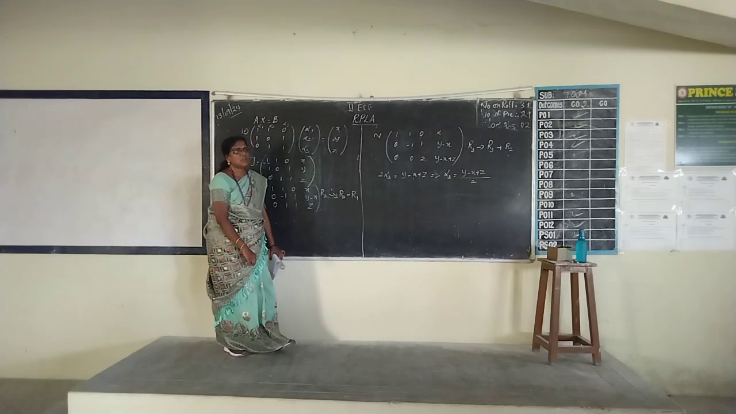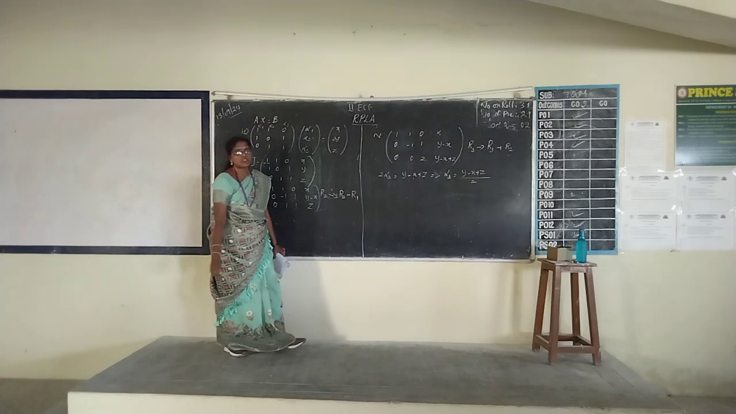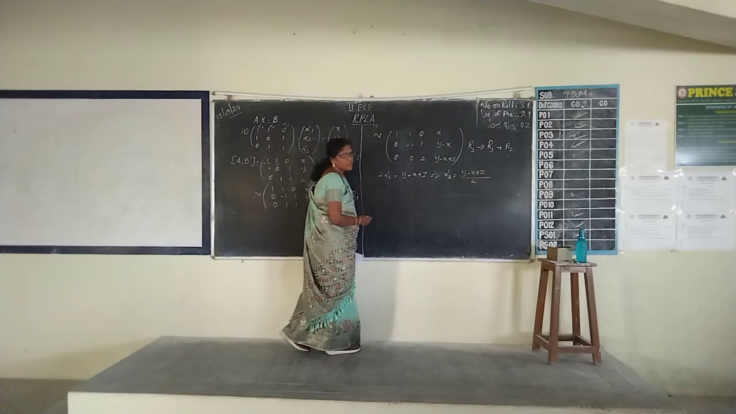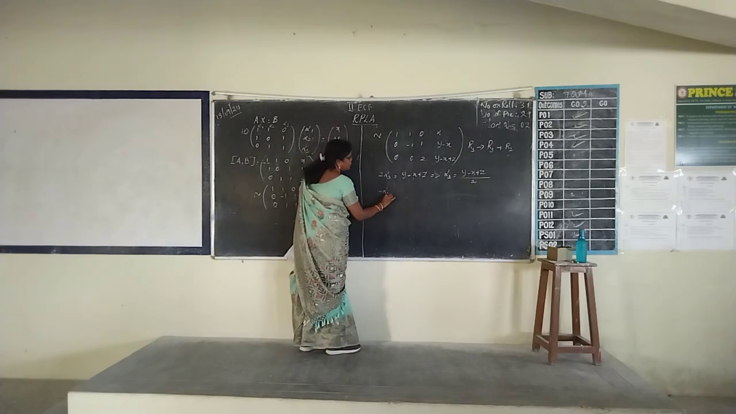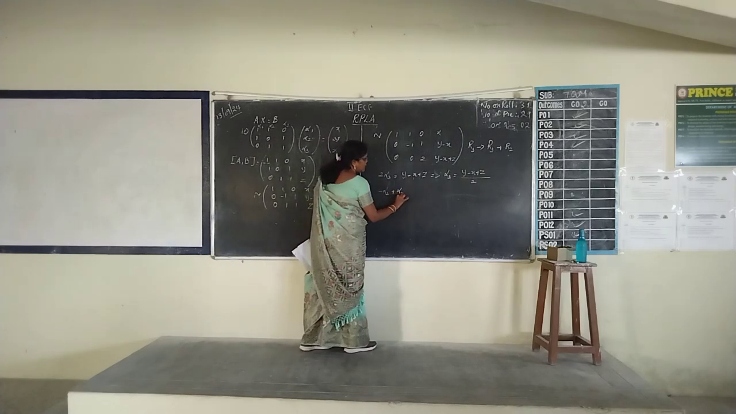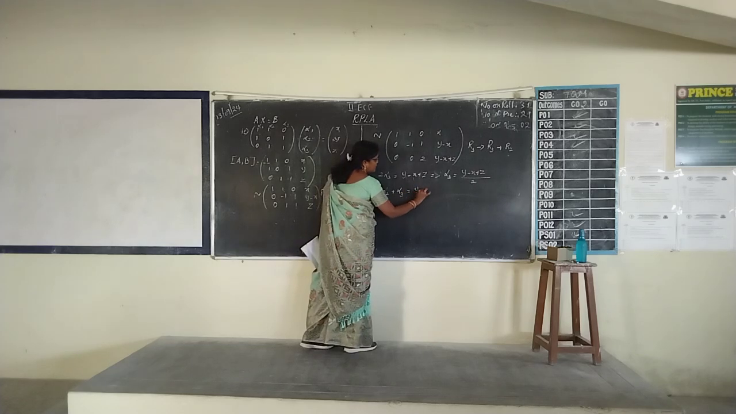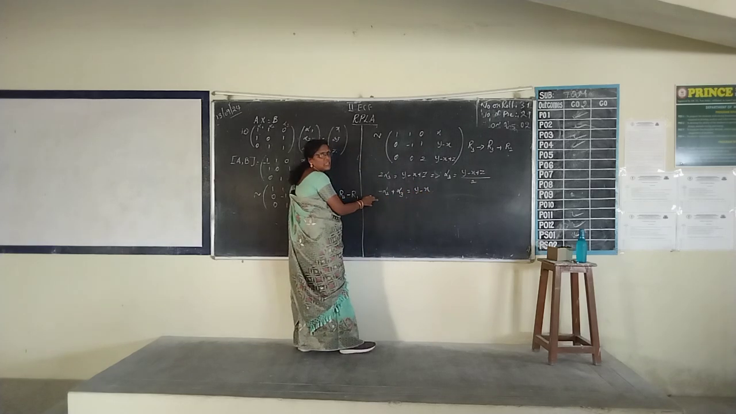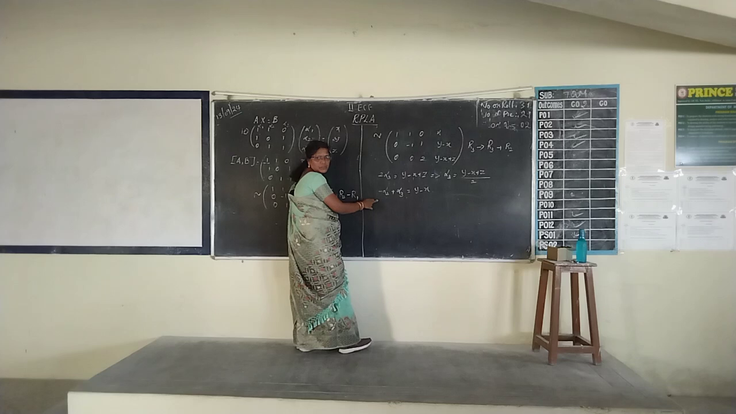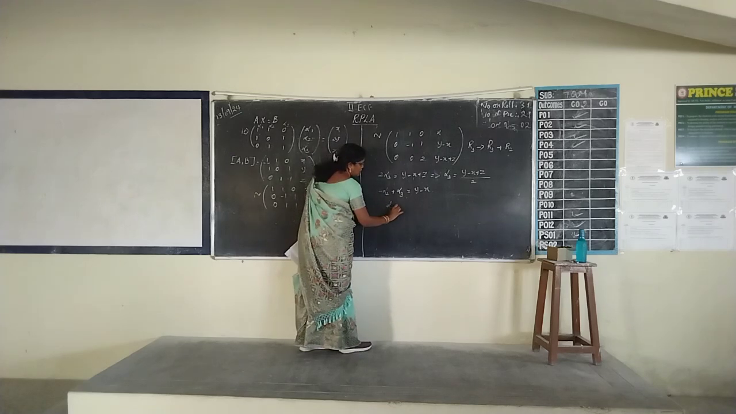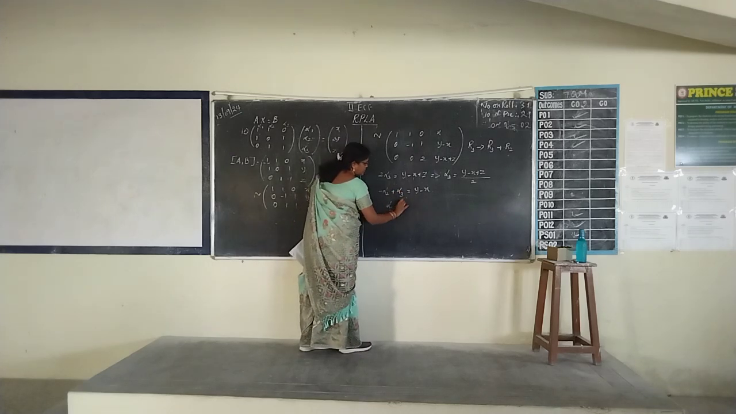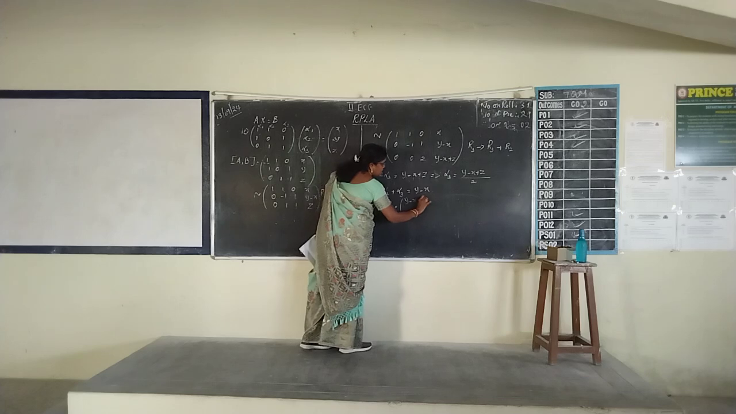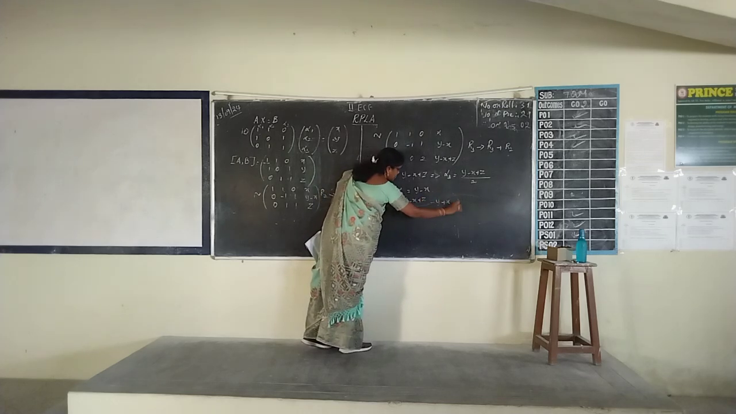Now write your previous equation. What is the previous equation? Minus alpha 2 plus alpha 3 equal to y minus x. So from this we can try to find what is alpha 2. So alpha 2 will be equal to alpha 3, so y minus x plus z by 2 minus y plus x.